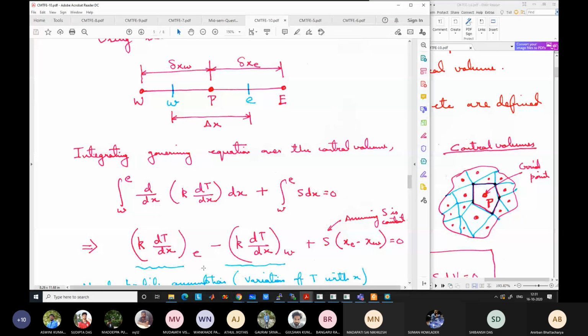So k dT/dx at east minus k dT/dx at west, plus, assuming a constant source term over the control volume, S times the length of the control volume, delta x. Okay, S into delta x, since xe minus xw is delta x. So, assuming a constant source term: k dT/dx east minus k dT/dx west plus S delta x.